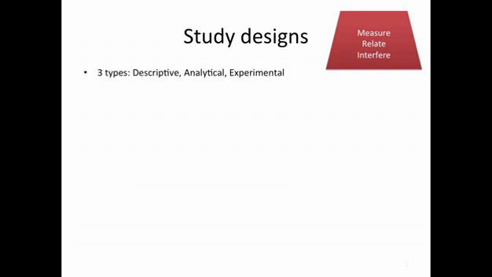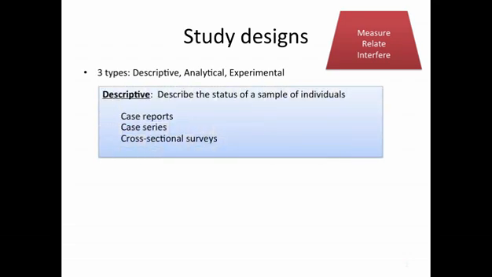Based on these three goals, we can classify research studies into three types: descriptive, analytical, and experimental. Descriptive studies are useful to describe the status of a few people or a population. The common types of descriptive studies are case studies, case series, and cross-sectional surveys.